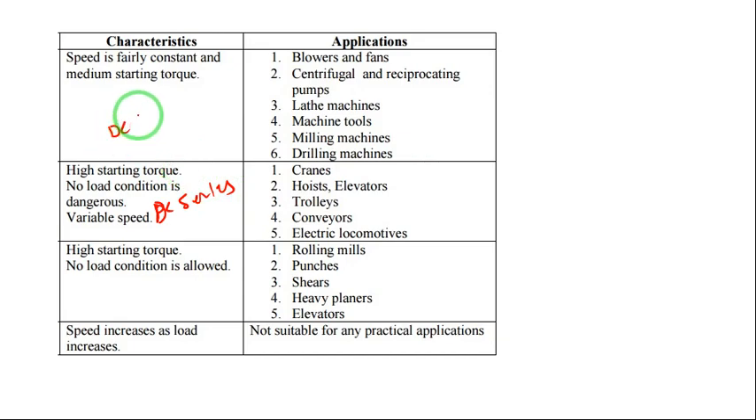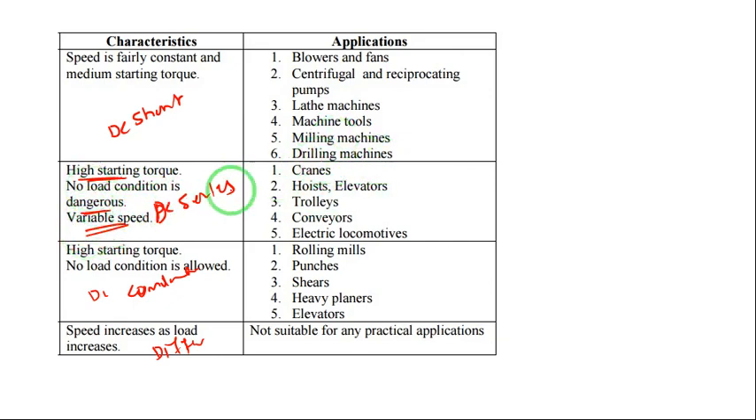This is regarding DC shunt and DC cumulative and differential. DC series motor, other applications you can see here. The characteristic of the DC series motor is high starting torque, very important. No load condition is dangerous, that is why it goes to a very high speed, dangerous.